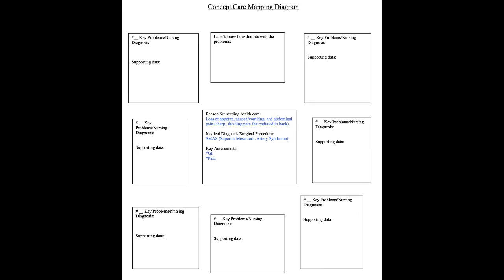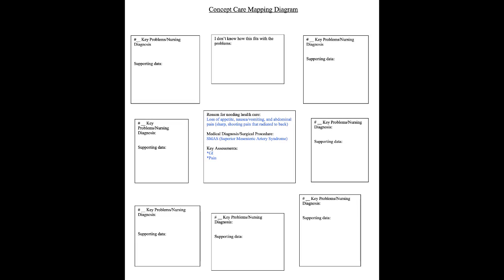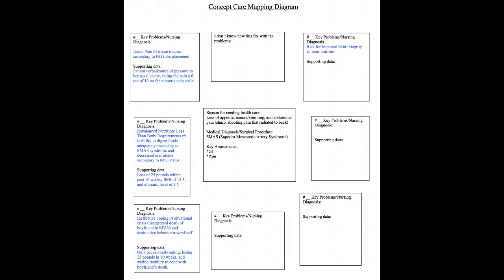From here, we can move to the outer boxes, key problems or nursing diagnoses. How you complete the key problems or nursing diagnoses of the concept map is going to depend primarily upon what semester in the program you are, as well as how you process information. For J1 students, it may be helpful to start with supporting data instead of trying to find a nursing diagnosis first. Once you complete your head-to-toe assessment and patient history, you need to start grouping like data together.